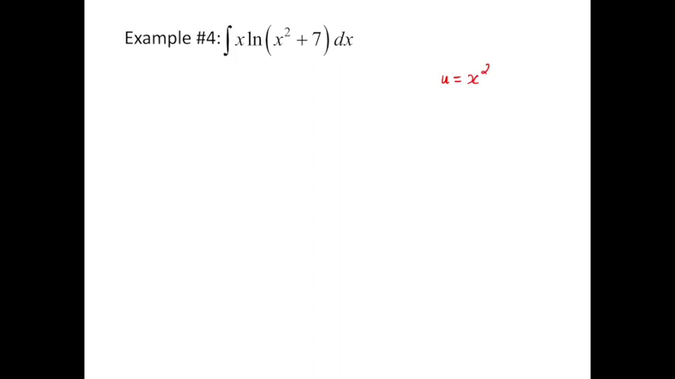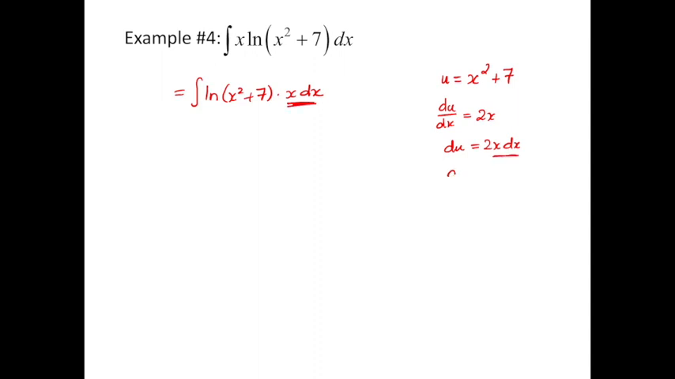So letting u equal x squared plus 7, then taking the derivative, du by dx is equal to 2x, so then du is equal to 2x dx. And then this is where we can look at that x times ln of x squared plus 7 dx. We can treat this or look at this in a couple of different ways. One way is to say, well, this is ln of x squared plus 7 times x dx, and then noticing this x dx is the same as this x dx.